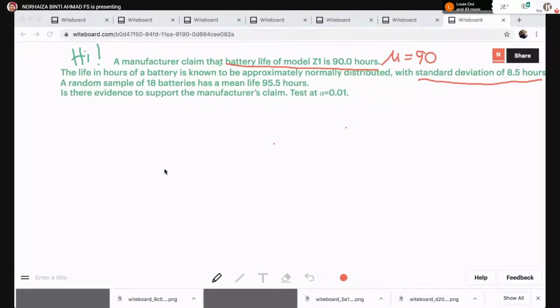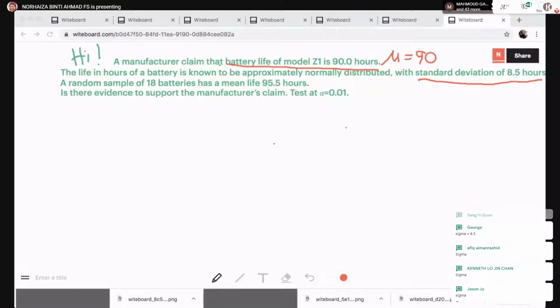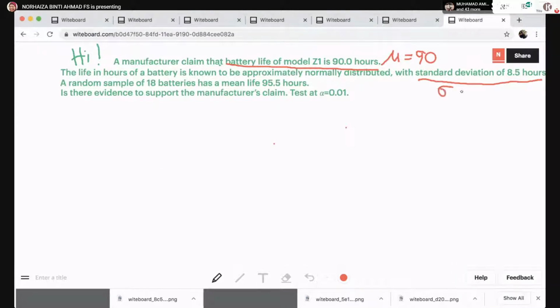Anyone? Standard deviation of 8.5 hours. Sigma equals, okay, good. So sigma equals 8.5, okay? You have got sigma equals 8.5. So what's the information? The same thing that I normally do, I would do a population, I would do a sample. So you've got n equals 18 here.